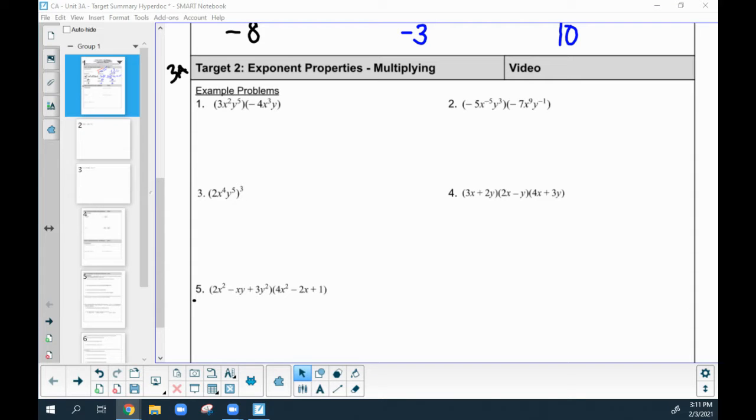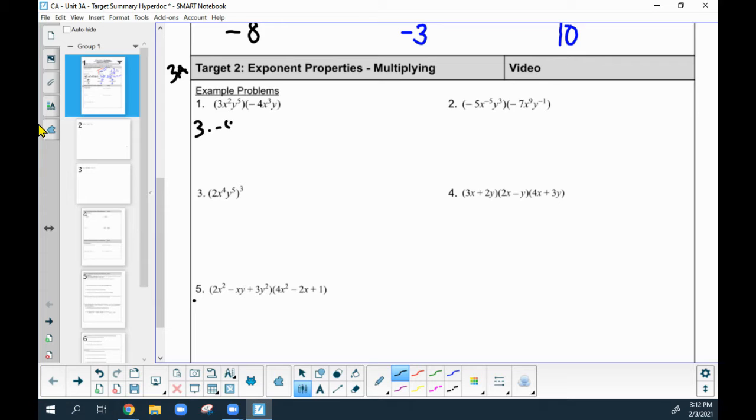I am just going to continue with our Unit 3A Target Summary Hyperdoc so we can do the video for Target 2. This is on multiplying, and if you notice, problems 1, 2, and 3 look a little different than 4 and 5. So there's going to be the fundamental rules in problems 1, 2, and 3, which is what do you do with those exponents. But when we get to 4 and 5, because it has the addition and subtraction signs, we're going to do a little bit of a combination of an old rule that we used to know for distributive property with this new rule of powers. So let's just start with number 1.